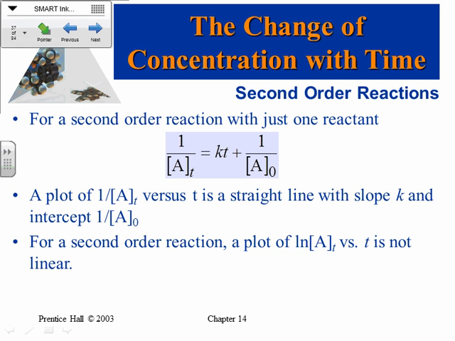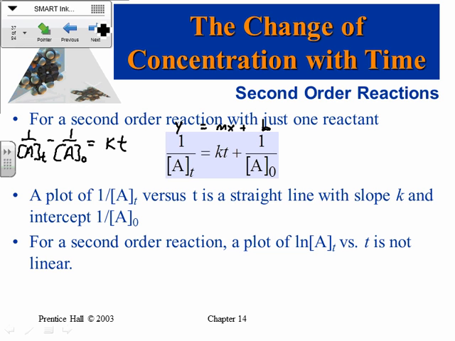Now, on your equation sheet, I'm pretty sure that it is written, I think that this one is written basically the same way as the other one was. It's 1 over a at time t minus 1 over a at time 0 equals kt. Is that the way it's written? Okay. So that's the way it's written on your sheet, but again, it's written like this because this looks like y equals mx plus b. Okay?